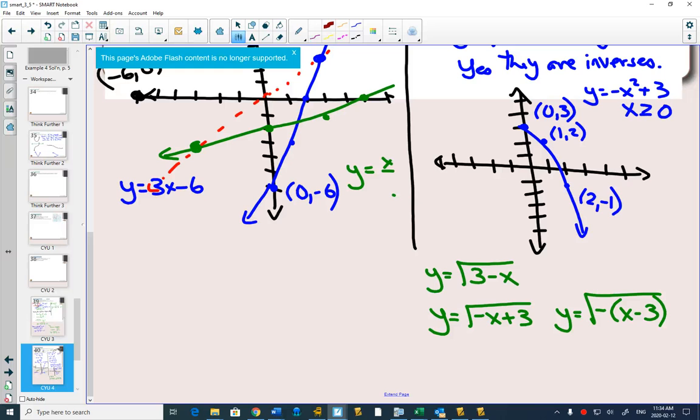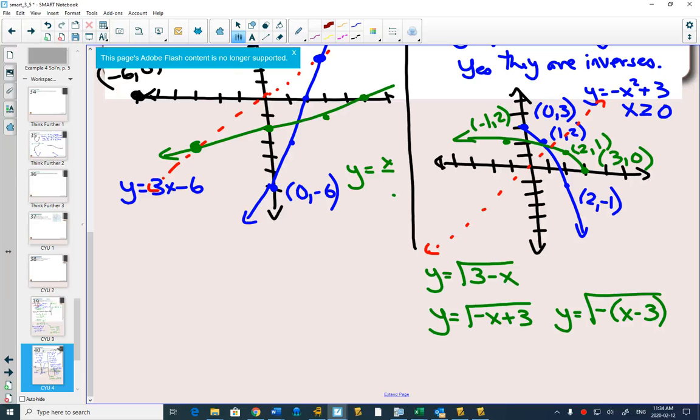So now, I'm thinking of a square root graph. Horizontal reflection, it's going this way, and then moved 3 to the right. 1, 2, 3, so here, then here, then here. It would have 3, 0, 2, 1, -1, 2. Graphically, can you see that they are reflections over the line y equals x? Can you see that all the coordinates have been switched?